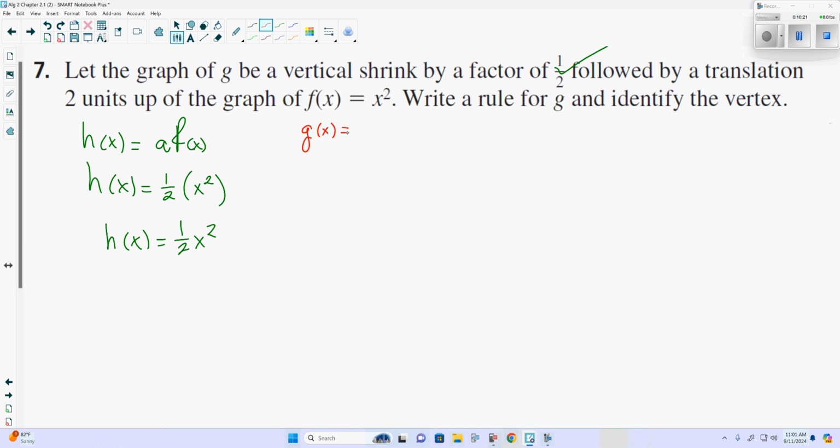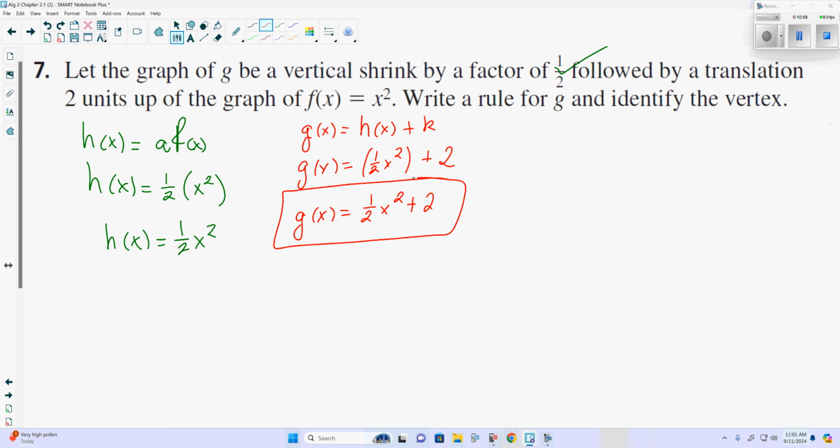Now the only other transformation we have for this one here is a translation 2 units up. So this would normally be f of x plus k. But since we're not applying it to f of x, we're applying it to h of x, we would say that g of x equals h of x, which is our 1/2 x squared, plus 2. We do plus 2 because it's moving up 2. So g of x is equal to 1/2 x squared plus 2. That's it.